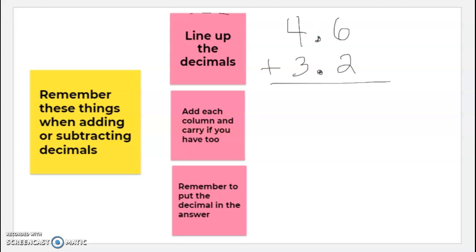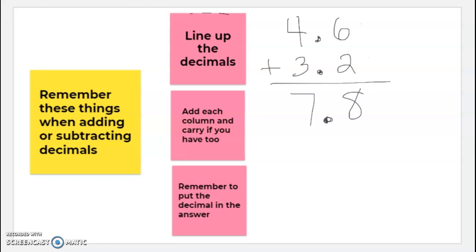each other, okay? And then for the next column, you have to make sure that you add like you usually would. So 6 plus 2 is 8. 4 plus 3 is 7. The last thing that you have to remember is wherever your decimals were lined up, that is where you need to add a decimal. So the final answer for this question would be 7.8.